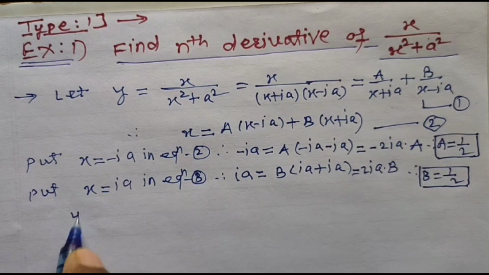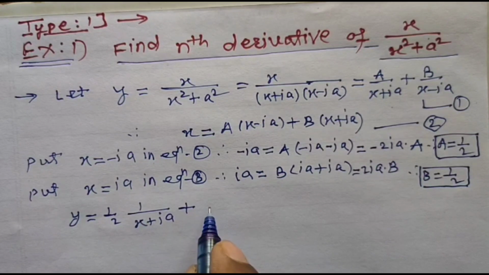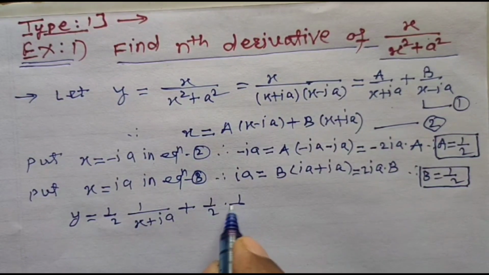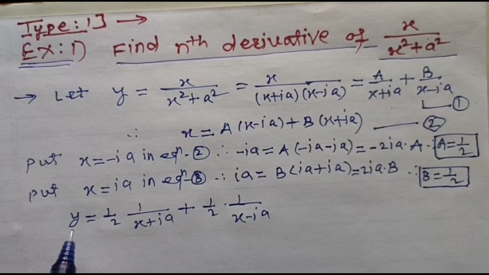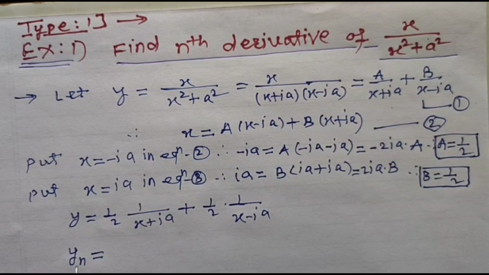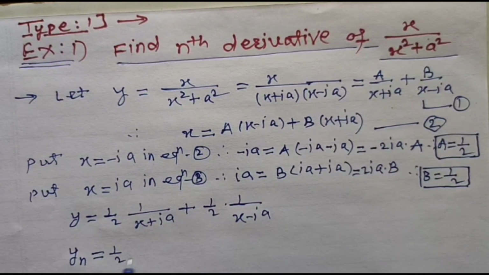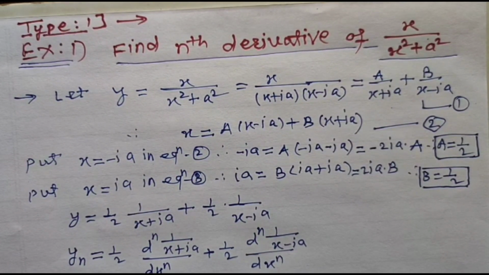That gives y is equal to 1 upon 2 into 1 upon x plus ia, plus B which is 1 upon 2 into 1 upon x minus ia. Now to find the nth derivative of this function y, we can write yn, that means the nth derivative of y, is equal to 1 upon 2 times the nth derivative of 1 upon x plus ia with respect to x, plus 1 upon 2 times the nth derivative of 1 upon x minus ia with respect to x.